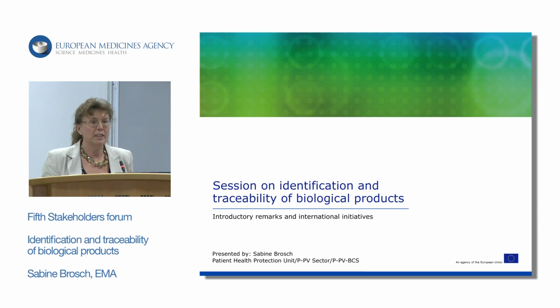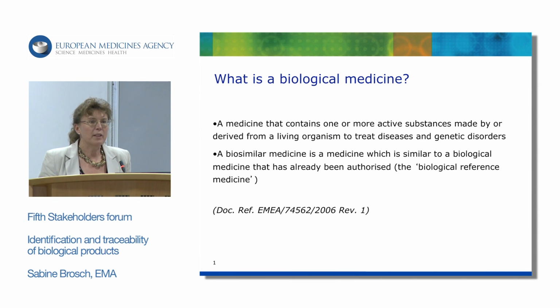First of all, what we define as a biological medicinal product. Our definition, which is also published in a guidance document published by the EMA, is a medicine that contains one or more active substances which are made by or derived from a living organism to treat a disease or genetic disorders. So this is a very important class of medicinal products which certainly deserves specific attention.